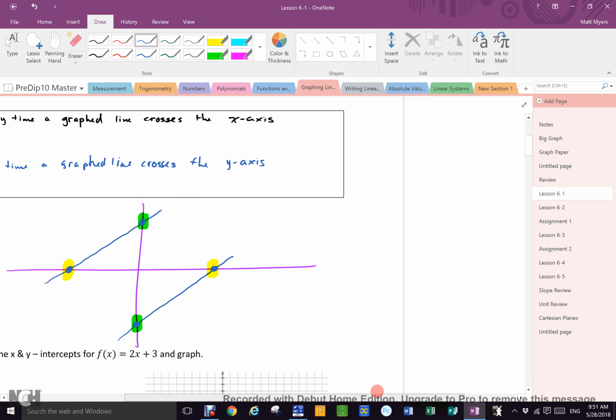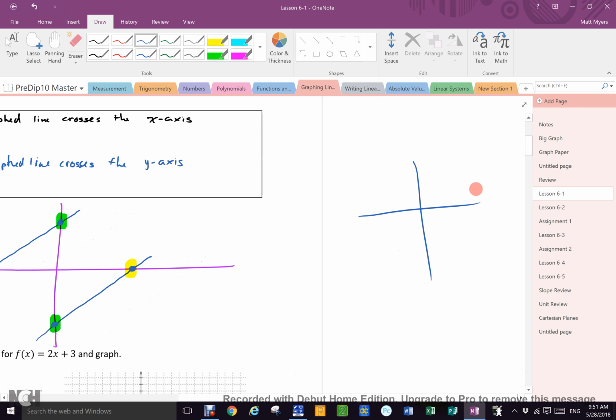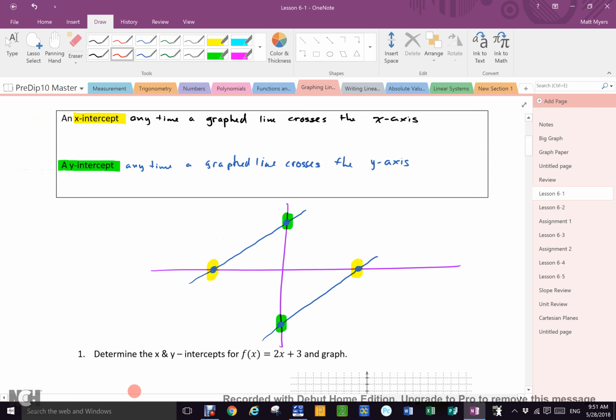So now, without going any further, and don't draw this, how many x-intercepts does that red function have? 3. How many y-intercepts does that red function have? 1. Everybody good? All right, so that is the in words definition. Yeah? All right, now let's talk about mathematical definitions.